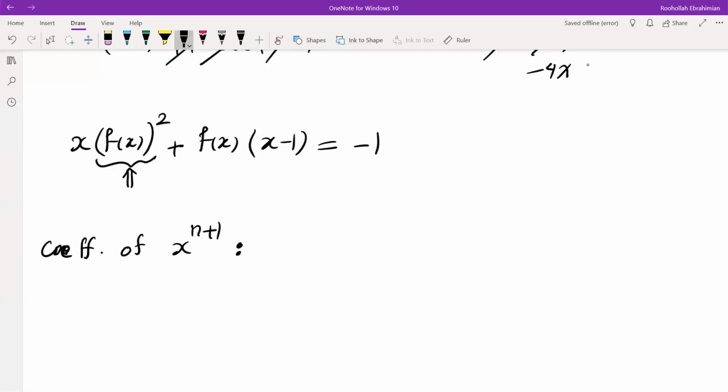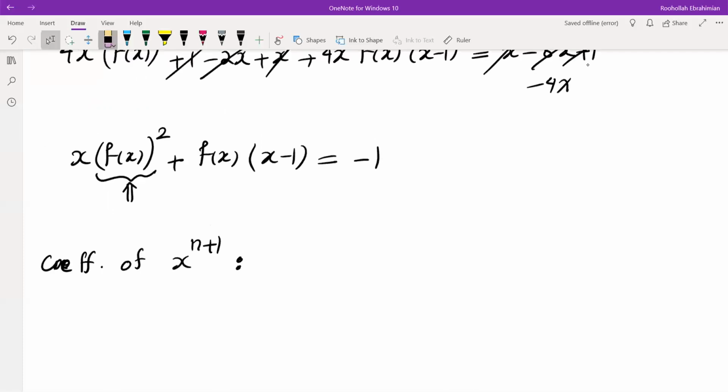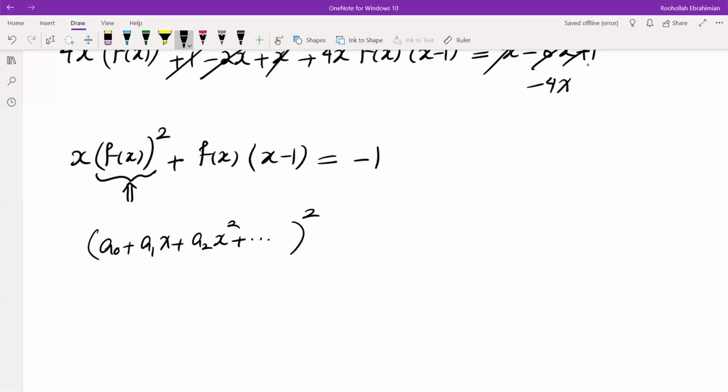That gives me the sum, because you're multiplying f of x with itself, you're going to have to multiply. So let me show you in detail how you can obtain the coefficient of x to the power of n. So for the coefficient of x to the power of n in f of x squared, you can take a0 plus a1x plus a2x squared and so on, and square that.